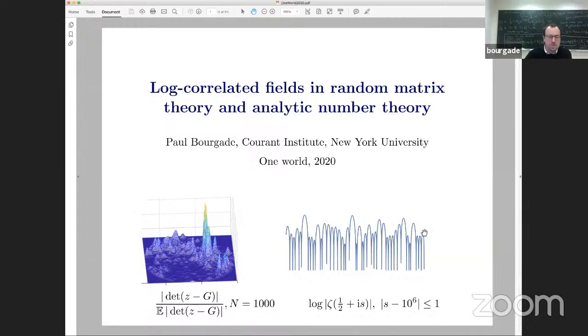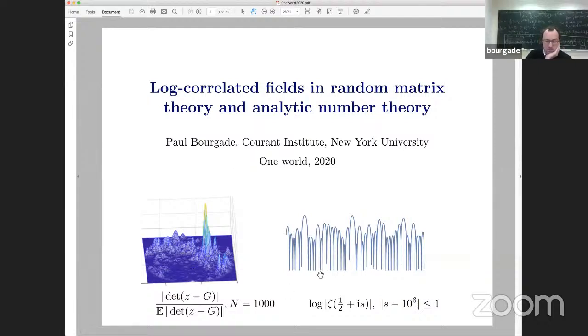So, let me start. What do you see on this picture? Where my mouse is now is the determinant of a Ginibre matrix. So it's an N by N matrix with independent complex Gaussian entries. And if you plot the determinant divided by its expectation, you have this kind of landscape here. This is for capital N equal to 1,000.